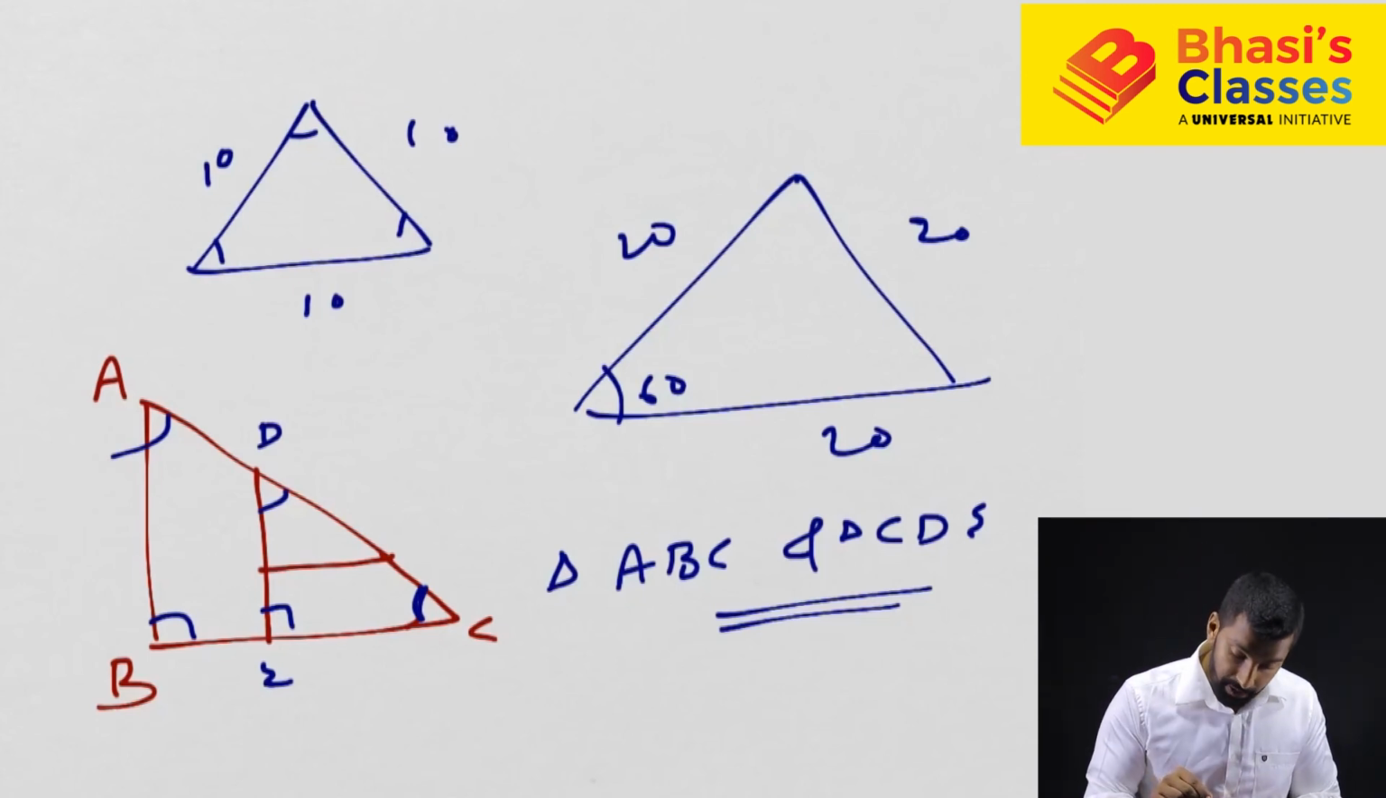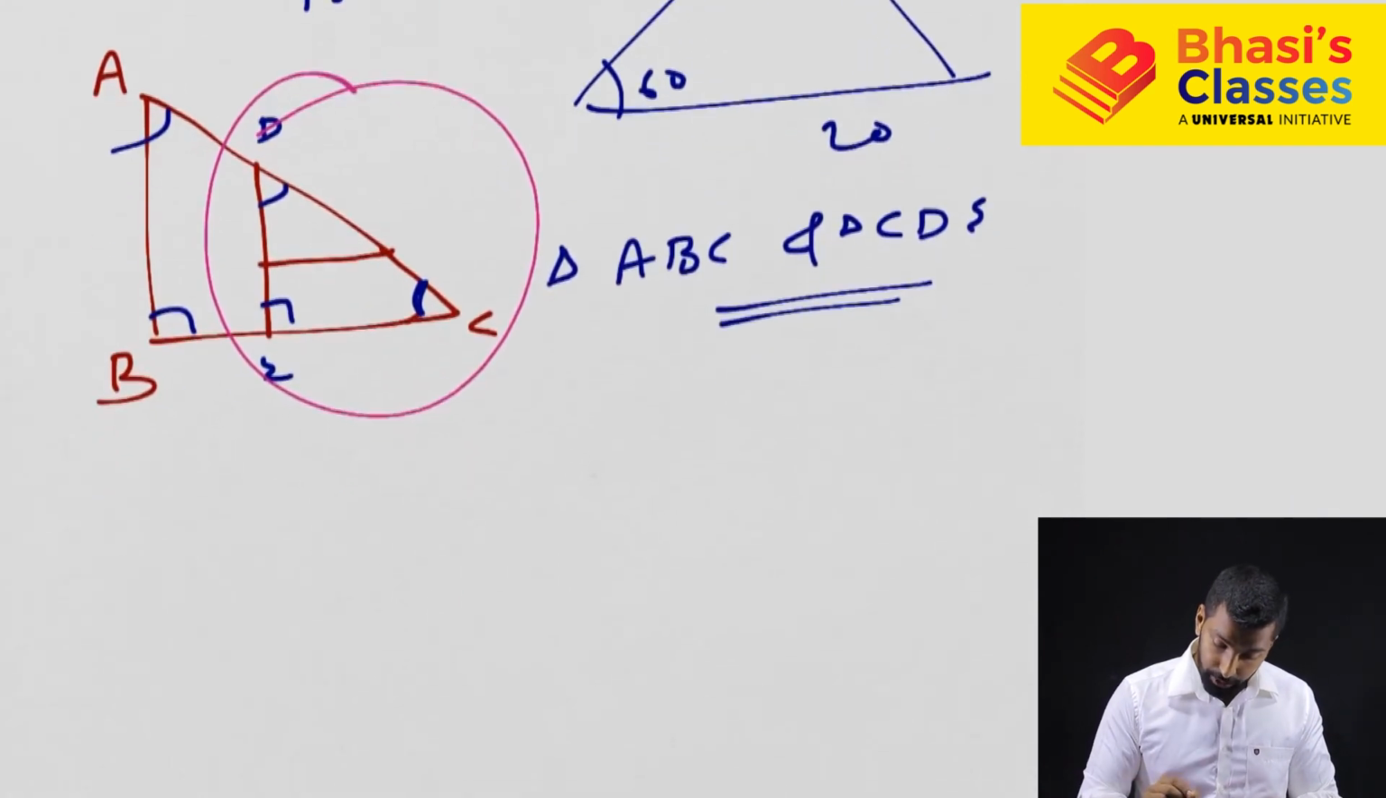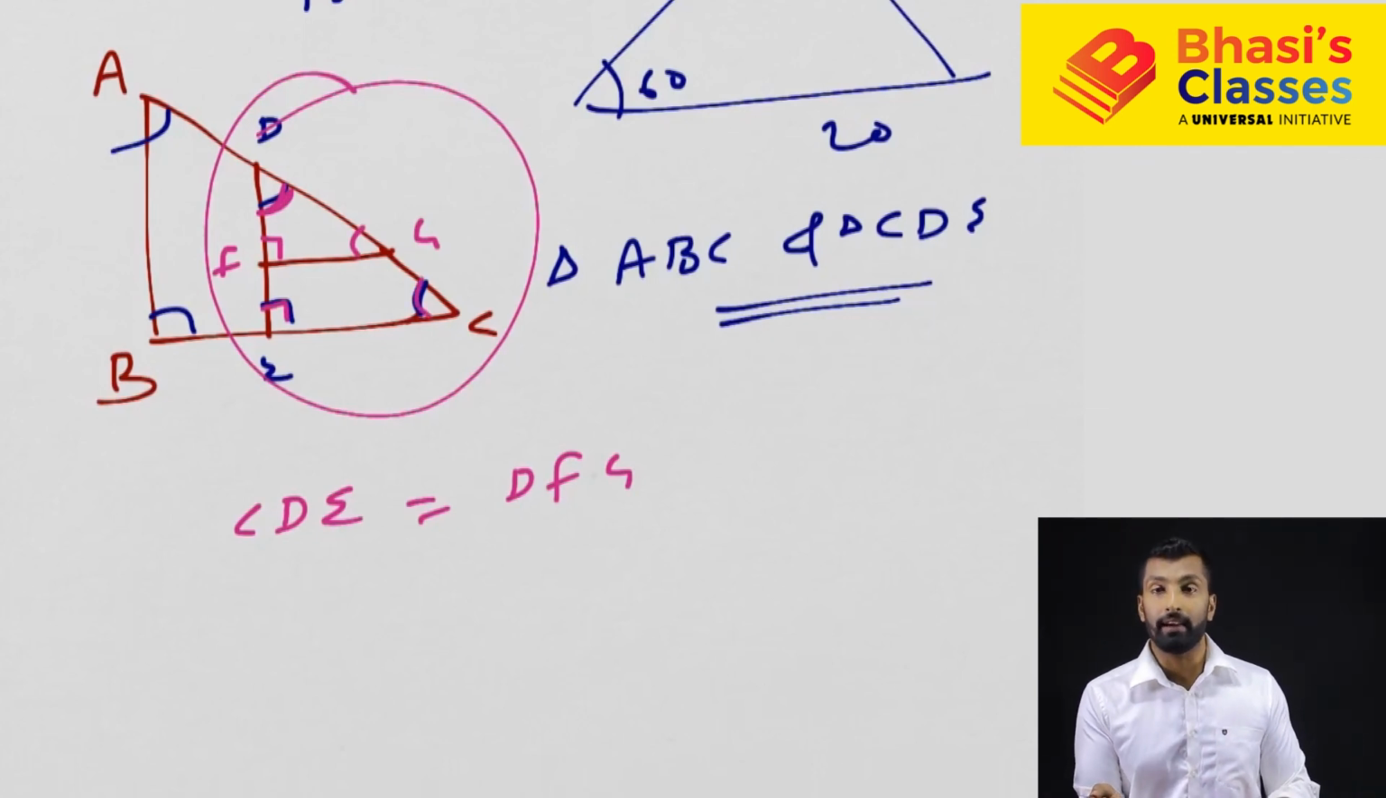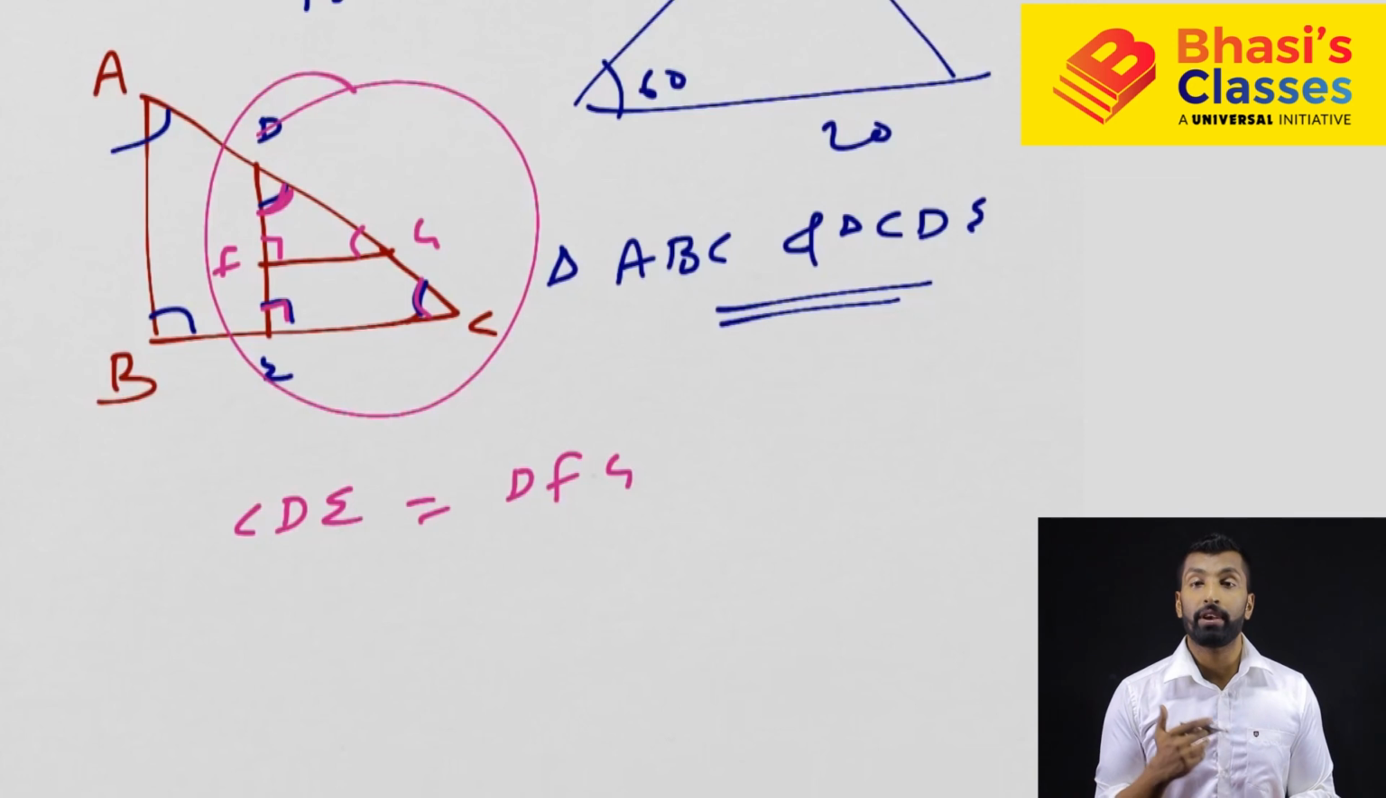In the same way, if you take CDE and DFG, both are similar triangles. The reason is this is a common point, right? And this angle is the same, this angle and this angle are the same. So that's a similar triangle. Since the length is not the same, we can't call it a congruent triangle, but these are similar triangles.